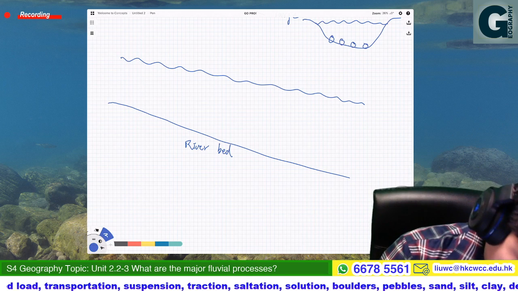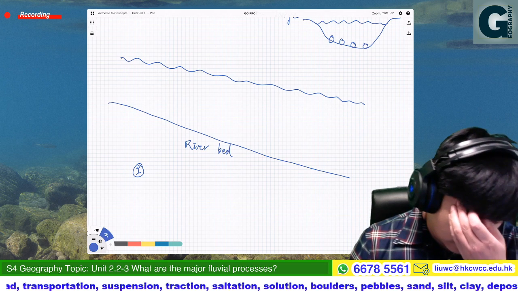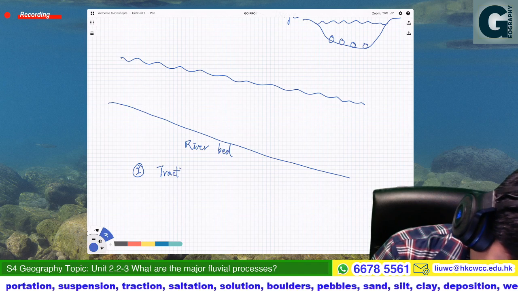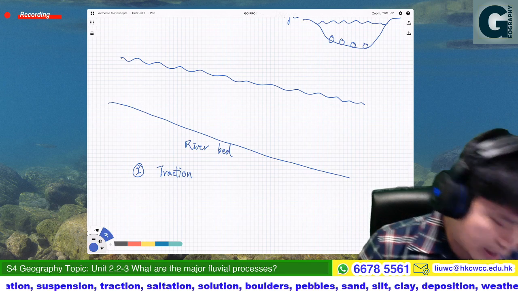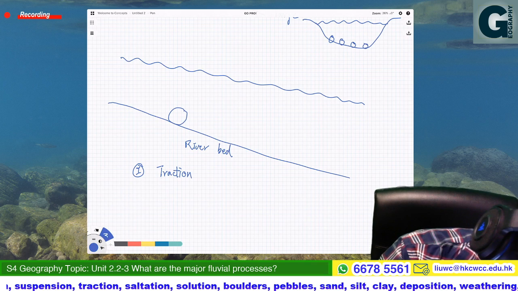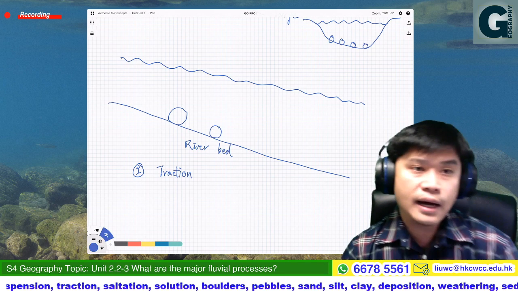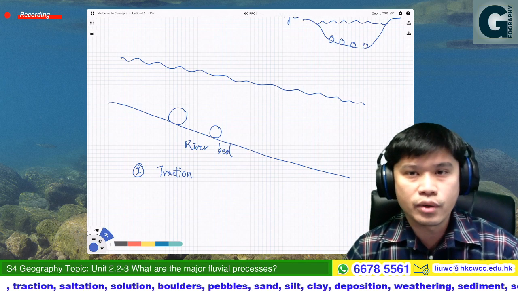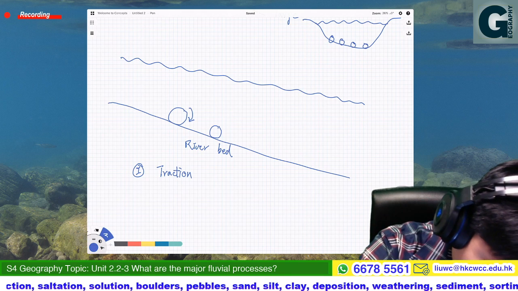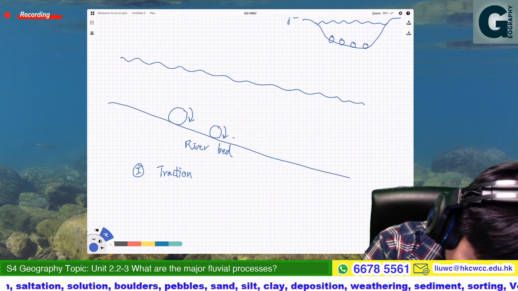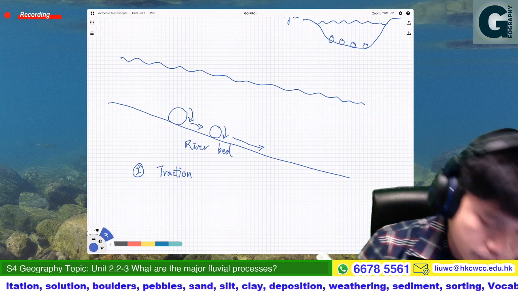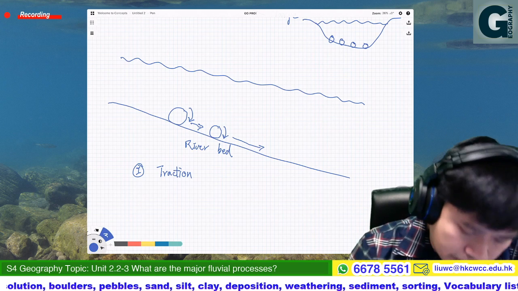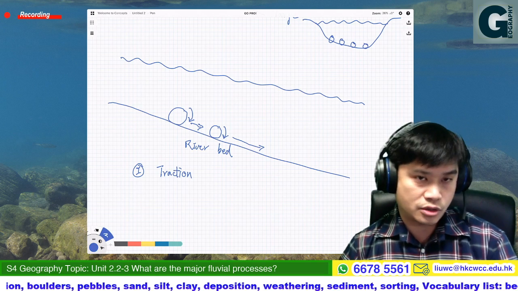The first transportation I'm going to talk about is traction. There must be large and heavy boulders. How would these large and heavy boulders move in the river? They roll, and then they move downstream, along the riverbed. We call it traction.